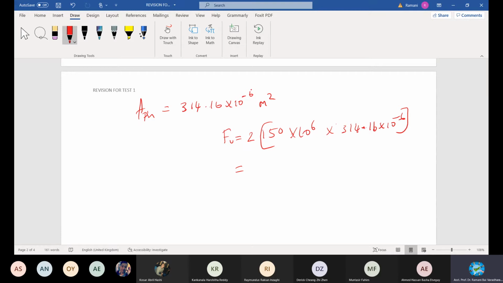Ultimate loading at the pin. Quickly. 94.24, very good. Just leave it like that. 94.25 is also okay. Into 10 power 3 newtons, or kilonewtons, you can put either. Because the other one is in newtons, let it be in newtons. Into 10 power 3.